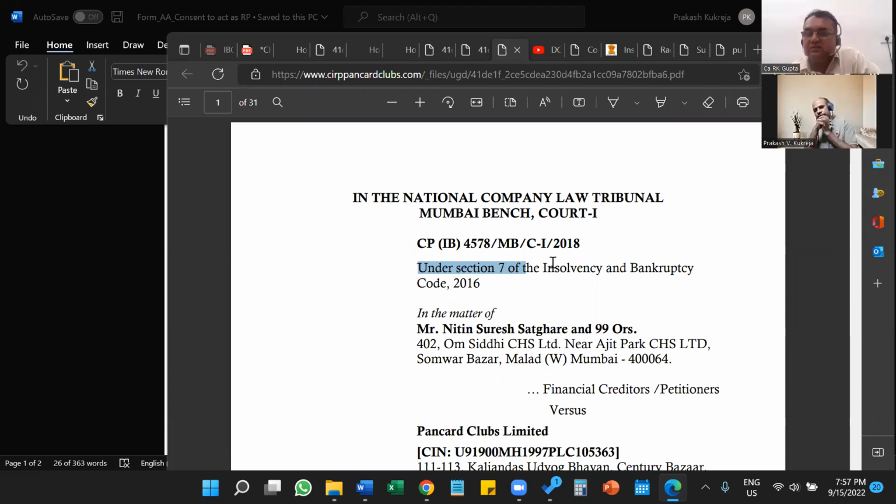Liquidation will come only when there is a problem with the resolution plan. Correct, correct. So in this case, there is a very specific law which says that the moment a resolution plan is approved, if the claim has not been filed by the financial creditor or any creditor, the claim is gone. It will not be accepted. Second, once the liquidation starts, then the financial creditor and operational creditor will always have the option to resubmit their claim. I hope that answers.